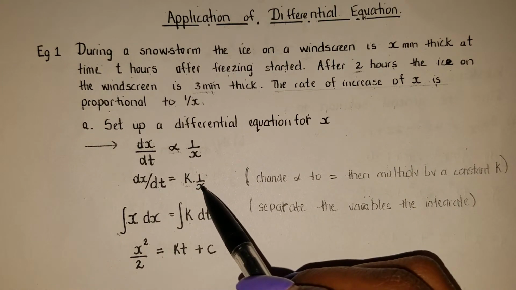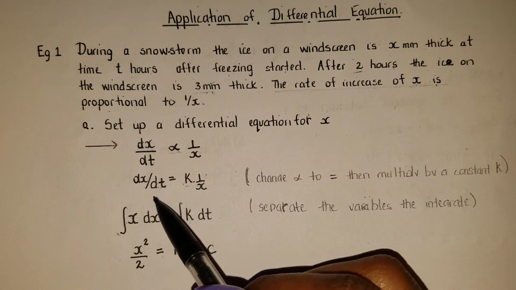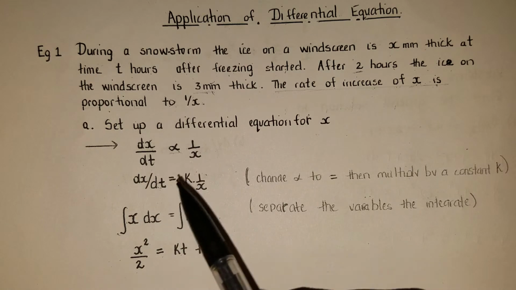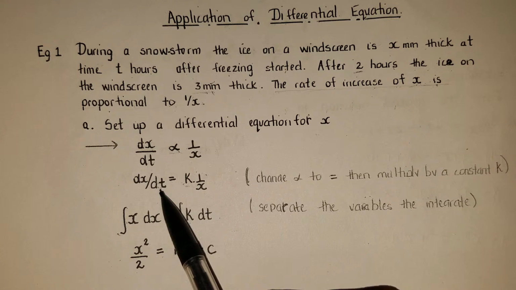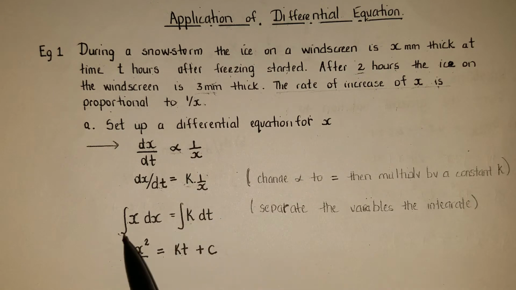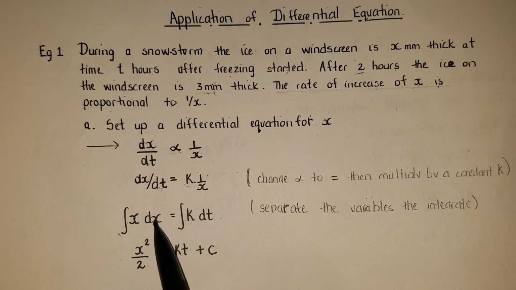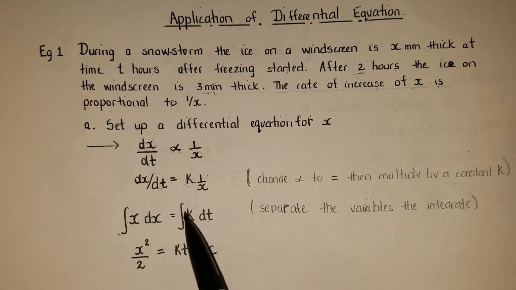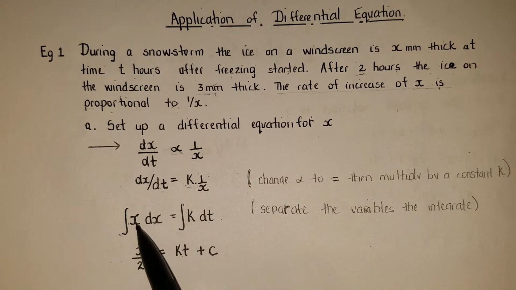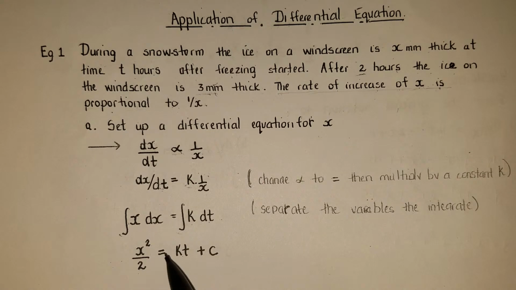This x that's below will be brought to the opposite side and gets multiplied by the dx. This dt that's below will be brought up to the opposite side and get multiplied by the k. So now we have x dx equals k dt. Now we can integrate each side because the variables have been separated. If I integrate x, I will get x squared over 2. And if I integrate k with respect to t, I will get kt plus c.